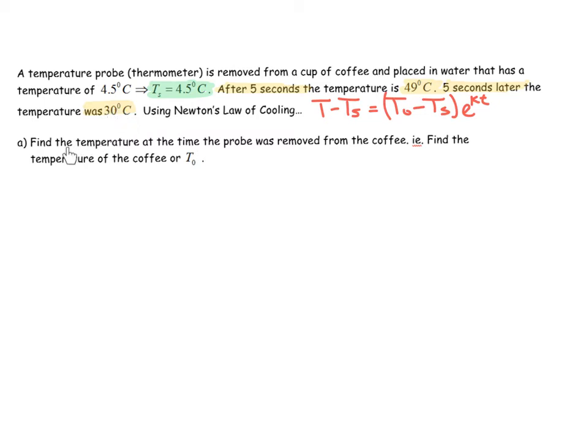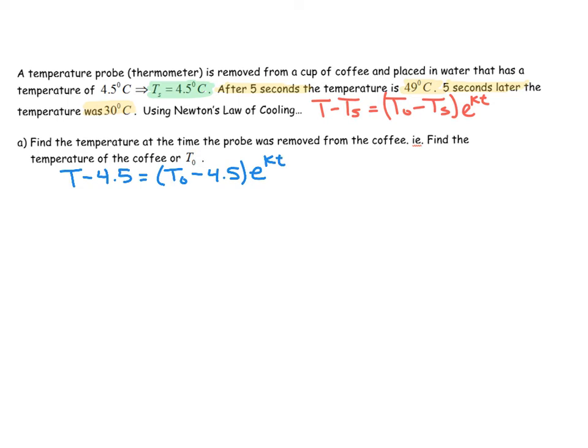So we're going to use Newton's law of cooling to find the temperature at the time that the probe was removed from the coffee. In other words, right when you first plugged it into the water. What was the temperature right before you plugged it into the water? In other words, its initial temperature is what we're looking for. So we put into Newton's law of cooling what we know. We know T minus the surrounding temperature of 4.5 is equal to the original temperature, which we are looking for, minus 4.5 times e to the kt.